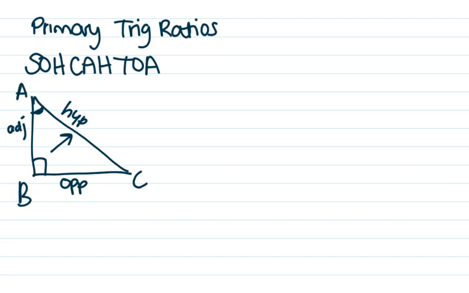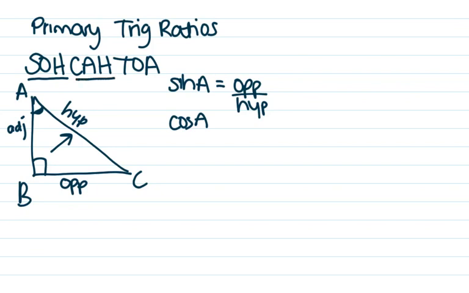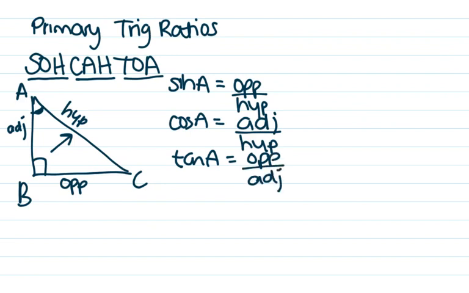So using SOHCAHTOA, we recall that SOHCAHTOA means sine, so we'll use A here. Sine A equals O for opposite over H for hypotenuse. Cos A, we're looking at the second section, equals A for adjacent over H for hypotenuse. And then tan A equals O for opposite over A for adjacent. So we can use this to calculate either missing angles or missing side lengths if we're given enough other information.